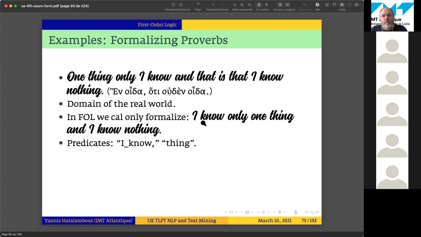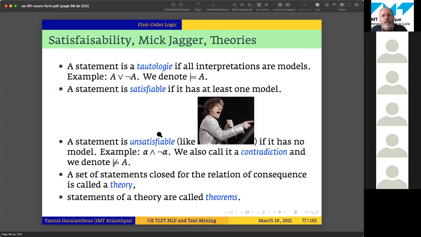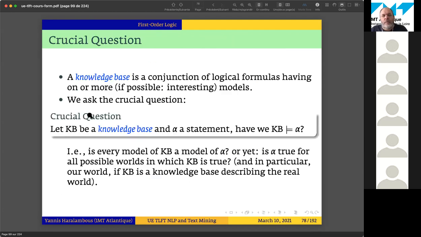Voilà. Then I have some examples of formalization of natural language into logic. And this is what you obtain when you do Montague semantics. Satisfiability: can a formula be true in some interpretation or not? And finally, what is a knowledge base? A knowledge base is just a conjunction of formulas such that it is true in a given interpretation that is interesting. So for example, the real world, or maybe some other world. I can build a knowledge base on the Lord of the Rings. In that case, it will be true in the interpretation of the Lord of the Rings.